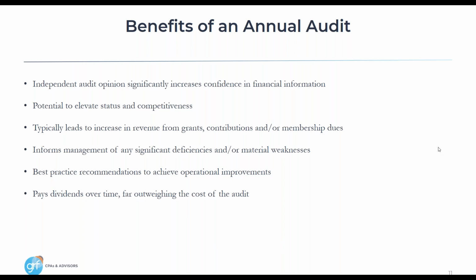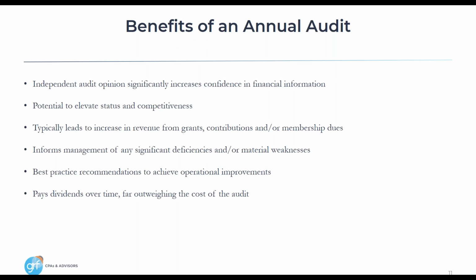I'd like to speak to you now regarding the benefits of having an annual audit. Some of you may already be having an audit done on an annual basis. There may be other organizations who are looking to have their first annual audit performed. Essentially, the annual audit provides an independent audit opinion. And the key word there is, again, independent. And this independent audit opinion will increase the confidence that users of financial statements have in the financial information that you're providing to them. Now, who are these users?